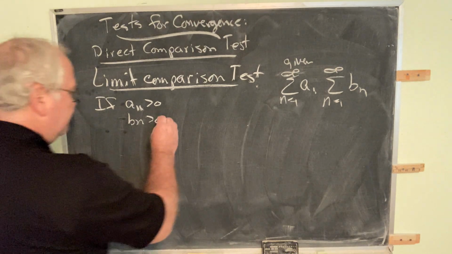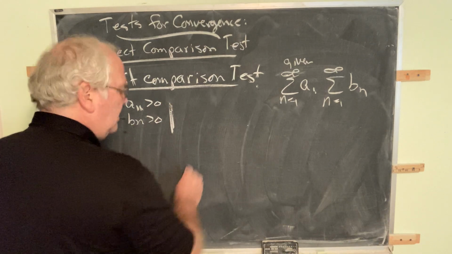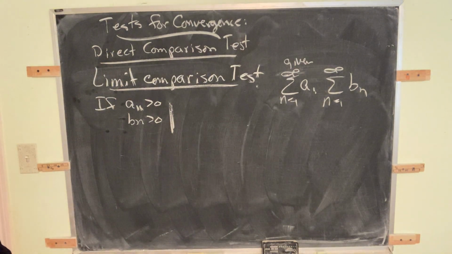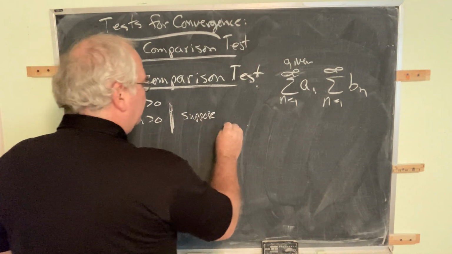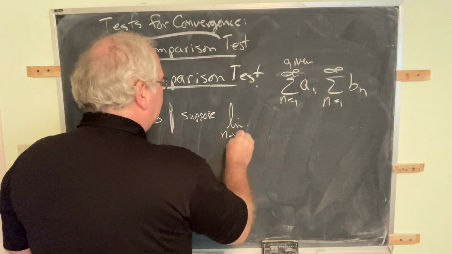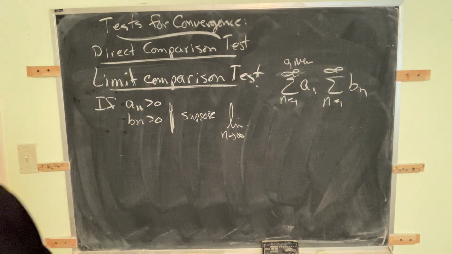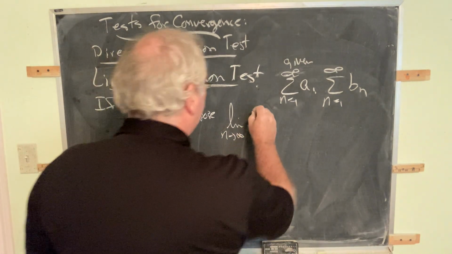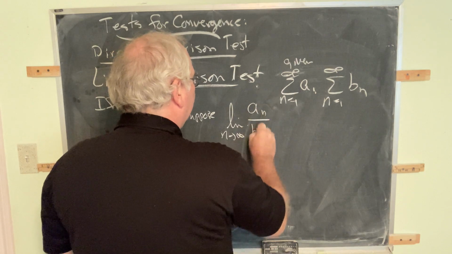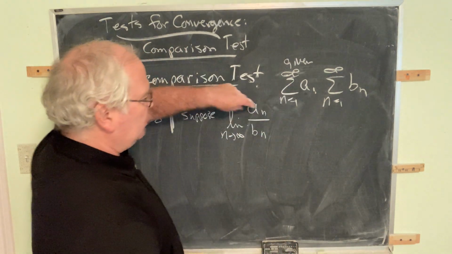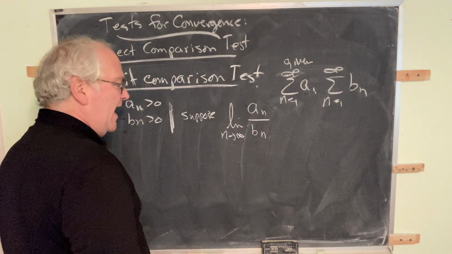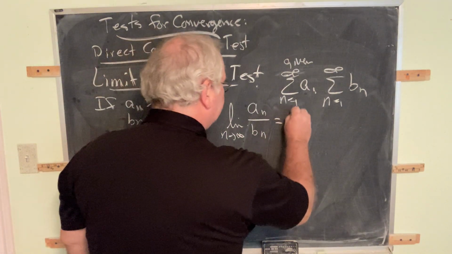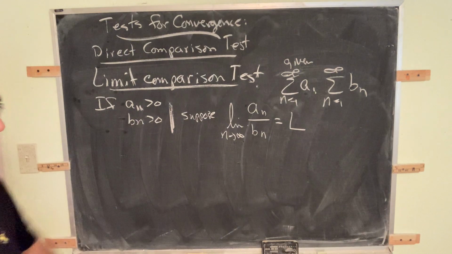Then it says this. Suppose the limit as n goes to infinity. And which one do I want to put on top? It doesn't really matter. I want to put an over bn. So you take this expression in the numerator, this expression in the denominator, take the limit as n goes to infinity of that. And let's suppose that equals L.